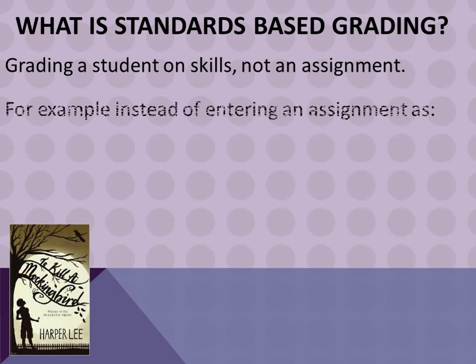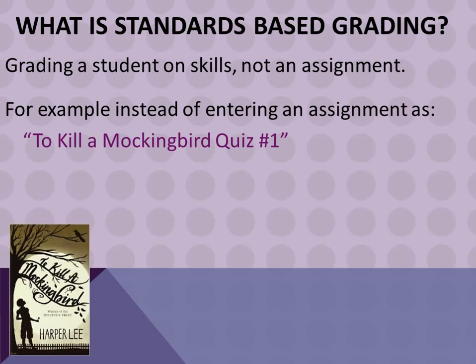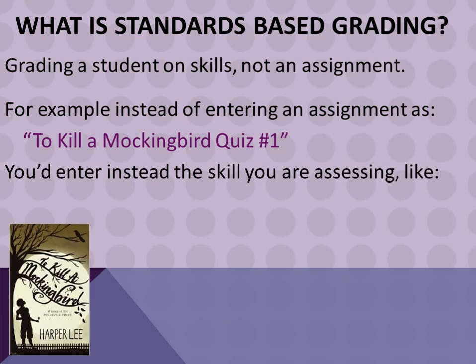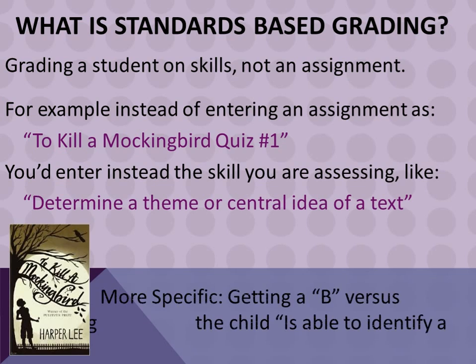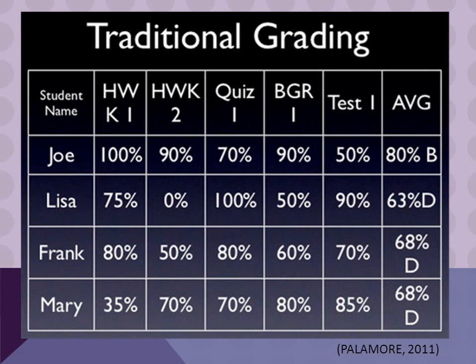Simply put, standards-based grading grades a student on skills, not an assignment. For example, instead of entering an assignment as To Kill a Mockingbird quiz number 1, you'd enter the skill that you are assessing, like determine a theme or central idea of a text. This is much more specific. Getting a B versus knowing the child is able to identify a theme is a much different way of reporting progress.